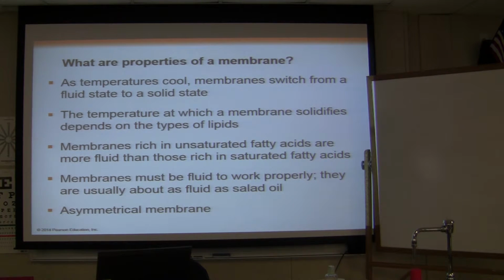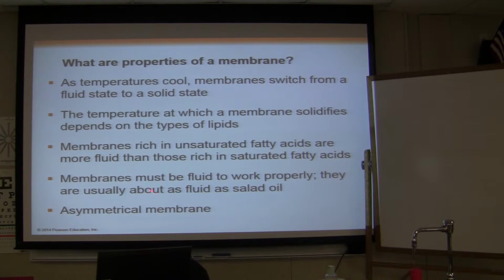Same as the cell membrane. Our cell membrane is phospholipid. It's a lipid. If you take this in the freezer, it will become solid. The temperature at which a membrane solidifies depends on the type of lipid as well. Membranes rich in unsaturated fatty acids are more fluid than those rich in saturated fatty acids. Membrane must be fluid to work properly.